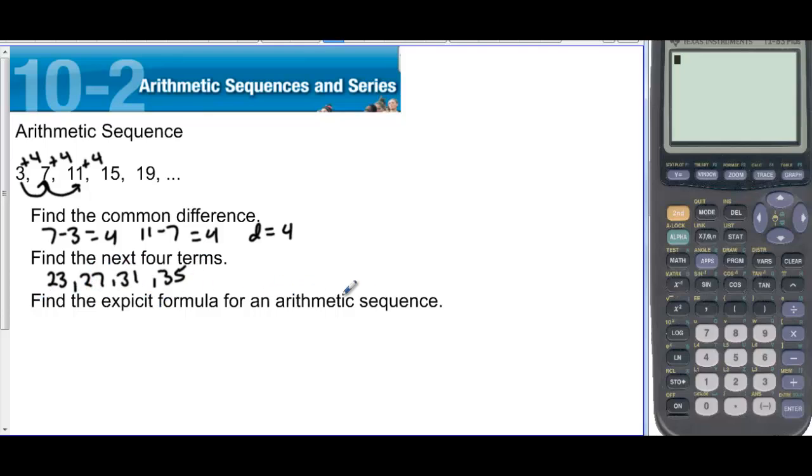Find the explicit formula for an arithmetic sequence. Let's start out with the first term. a sub 1 is 3. And really, we've added nothing. We've added 0 times 4 to get the first term. But then the second term, we can take the first term, 3, and add on one 4.